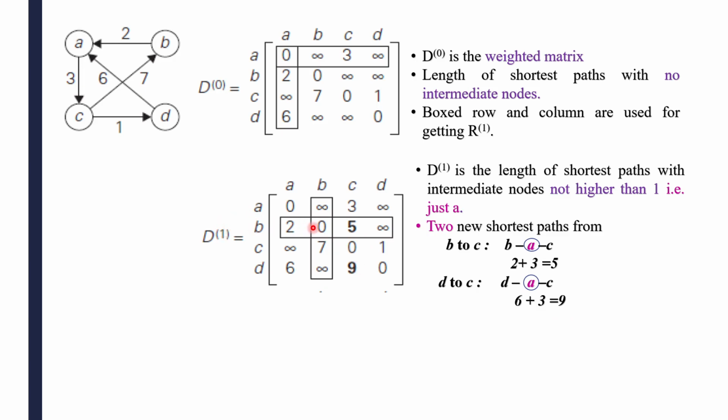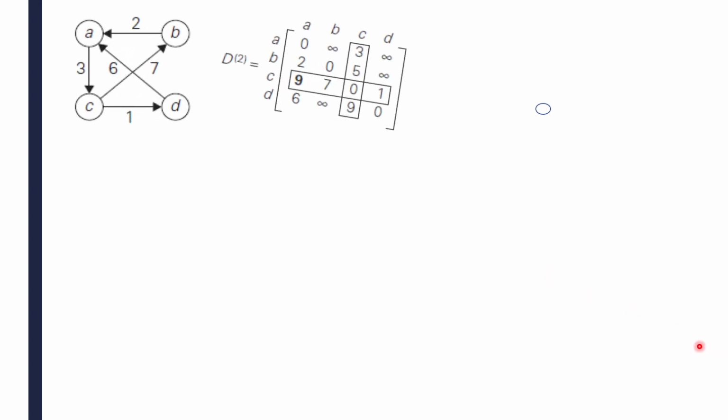So for this example, it changes like this. Based on the example, you have to check all the remaining ones also. You may get more than one path also. So for this example, you are getting only two new paths with the help of A as an intermediate node. Next is D of 2.